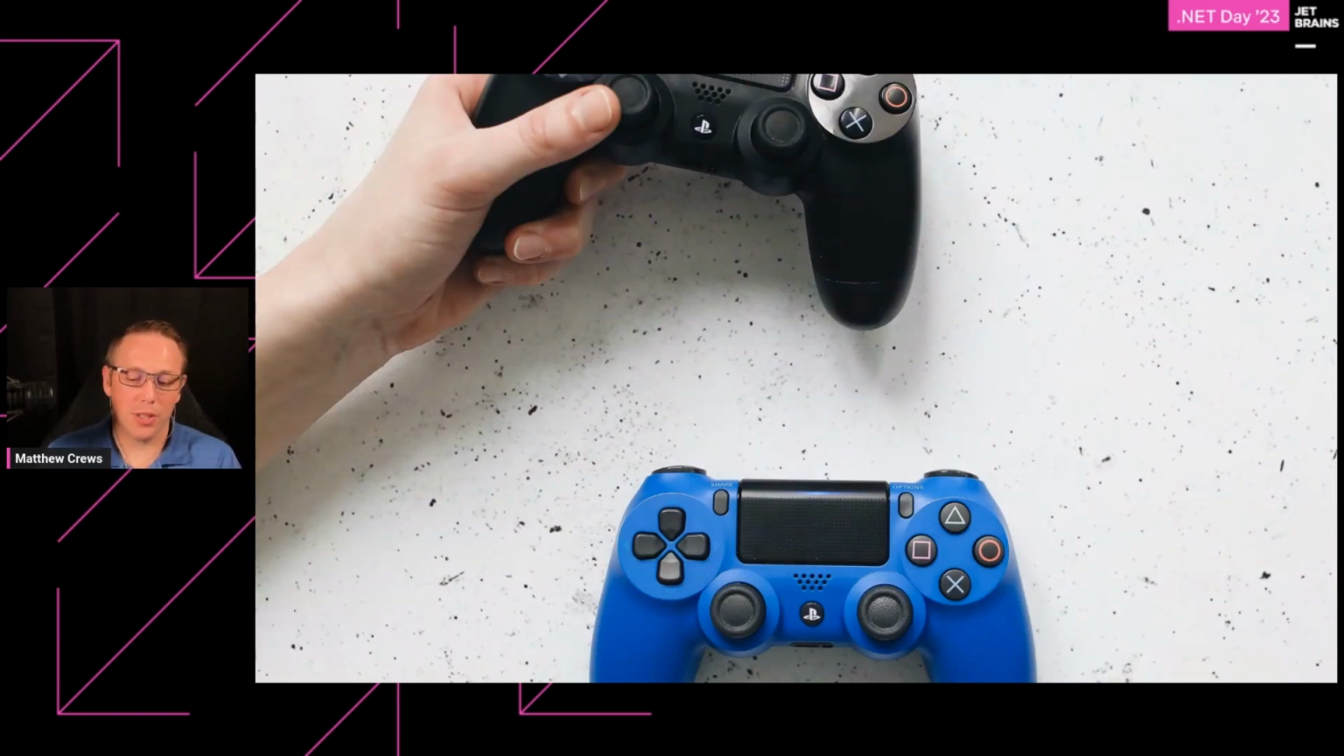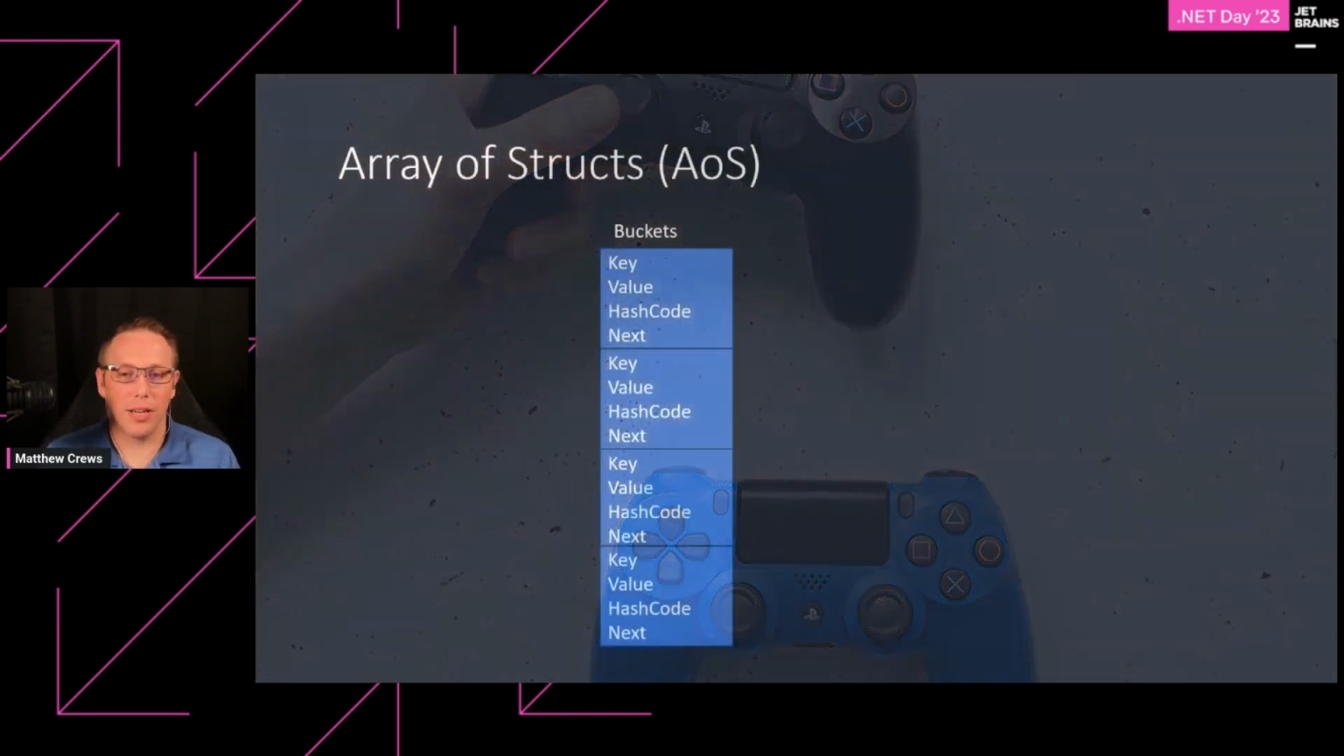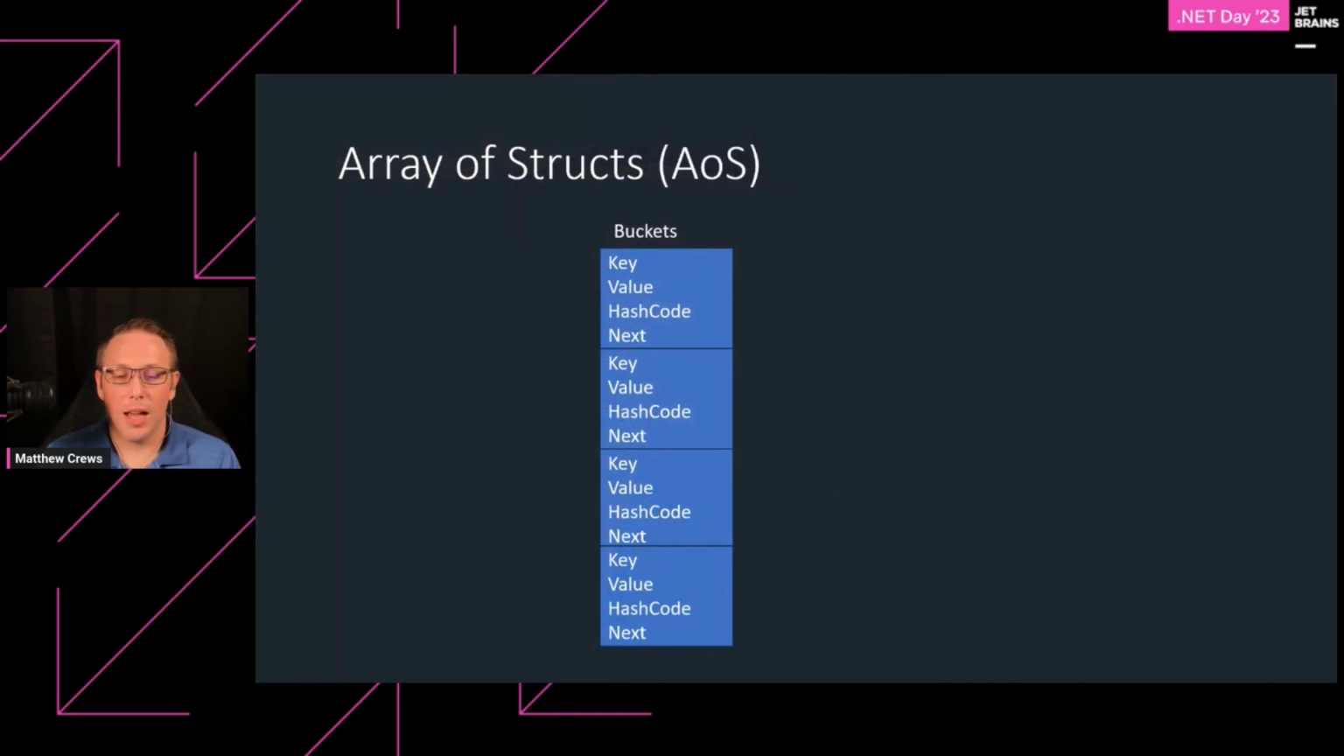So the game industry is often writing code that has to run as fast as possible. And so one of the things that they will do is they will lay out their data in a different way. Up to this point, the way we have been laying out our data would be referred to as an array of structs. Buckets is an array. Each element in buckets is a struct. That struct is made up of several fields. Very common way of laying out data.